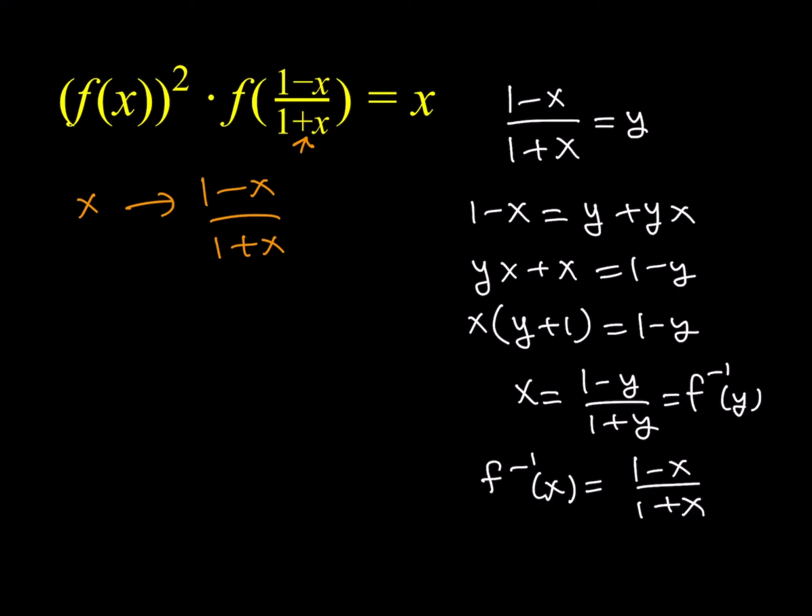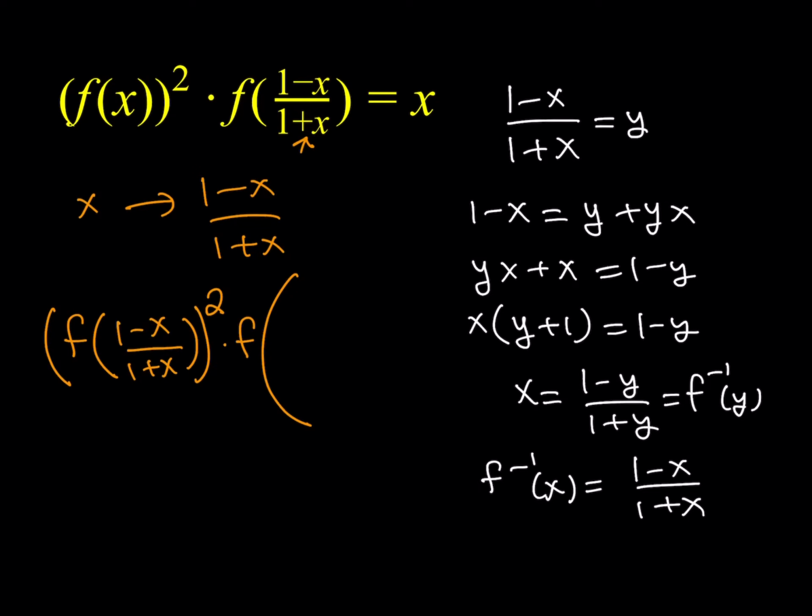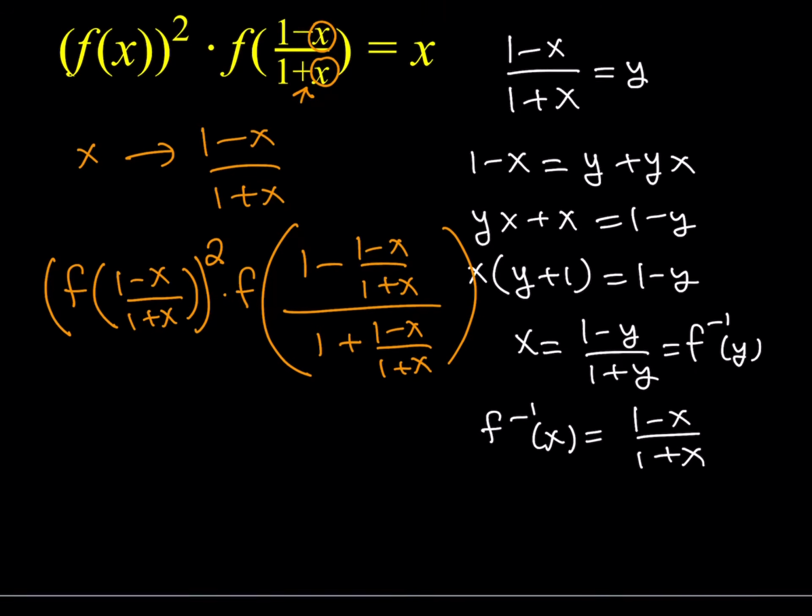So I'm replacing x with (1 minus x) over (1 plus x) everywhere. So that should give me something like f of (1 minus x) over (1 plus x), and the whole thing is obviously squared, multiplied by f of this expression. So let me just plug it in to see that we're actually going to get x from there. So I'm going to replace x with (1 minus x) over (1 plus x) here and here. Okay, that's what I'm trying to do. Okay, cool. Let's go ahead and do that. And then from here, we should get something simpler.